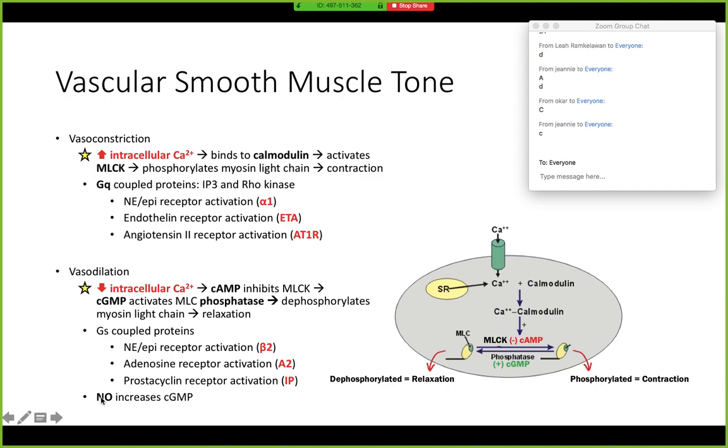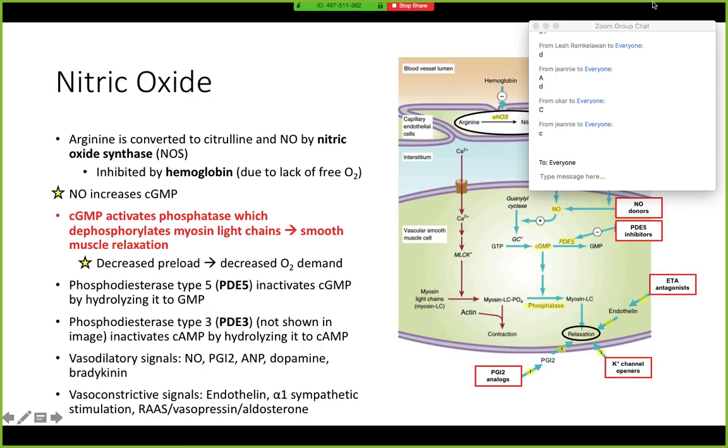And then tying into the next slide, one of the things that potentiates cyclic GMP would be nitric oxide. So if you have an increase in the amount of nitric oxide, you're potentiating the effect of cyclic GMP. So cyclic GMP again is activating myosin light chain phosphatase, ripping off the phosphate, leading to relaxation or vasodilation. Okay.